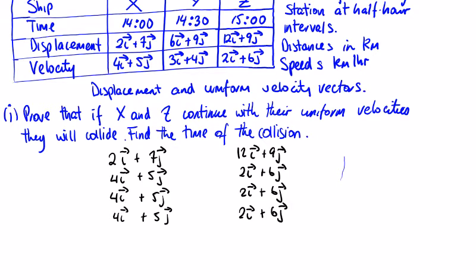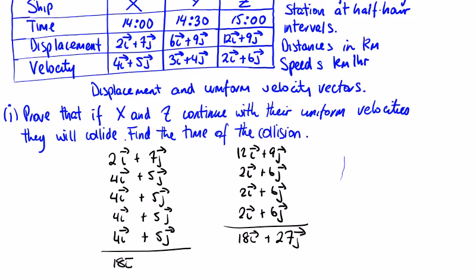You can see we're getting quite close here. We've got 12 and 6 is 18. We've got 2 and 12, which is 14. So there's my 18i. What's the j positions? 6, 18, 27. So we have 18i plus 27j for Z. And we also have 18i plus 27j for X.